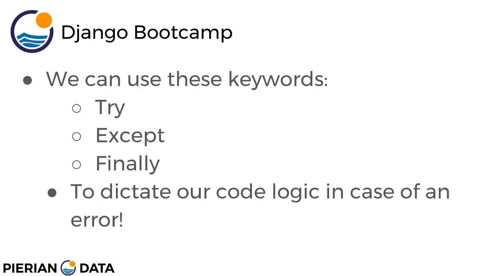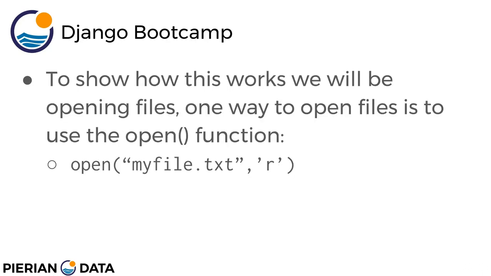The key to all of this are these three keywords: try, except, and finally. We can use them to dictate our code logic in case of an error. To show how this works, we're going to be opening files, and one way to open files is to use the open function. The open function looks like this as a general example, where your first parameter is the actual file or path to the file, and the second parameter is a string code, indicating whether you're just going to be reading the file, writing to the file, or reading and writing to the file.